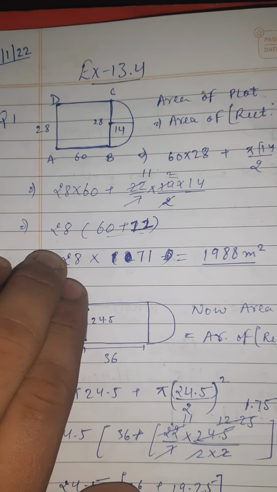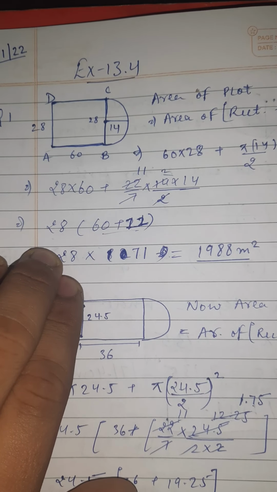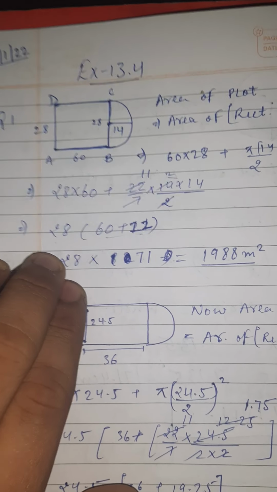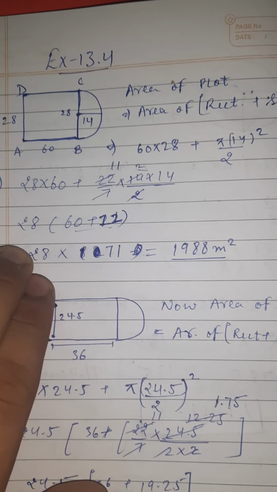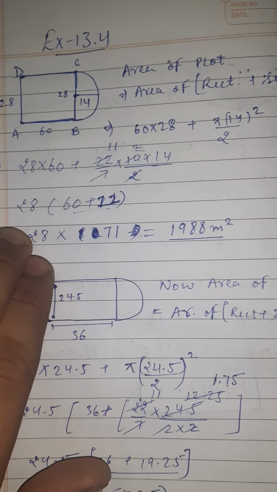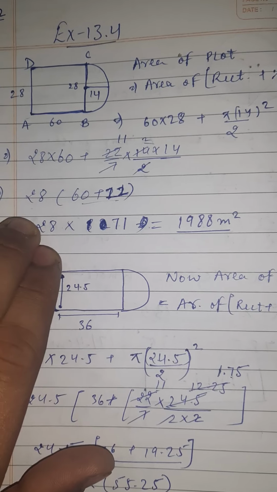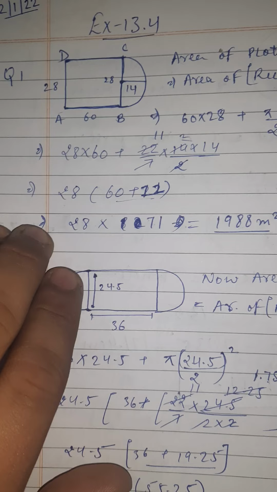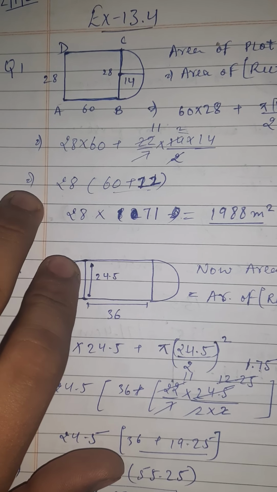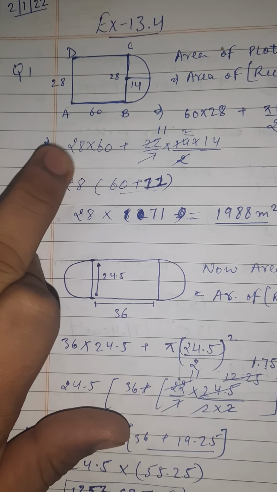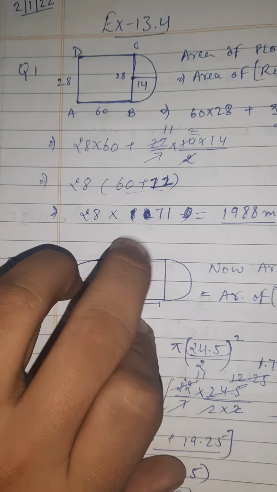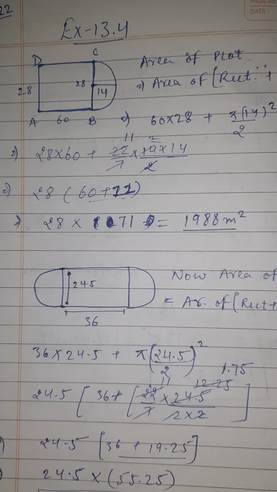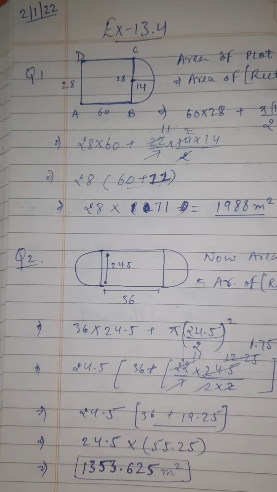So for the area of ABCD, we can simply multiply both sides AB and AD, which is length into breadth, 28 into 60. And for the area of BC, we need to apply the formula pi r square by 2 as it's a semicircle. Here we will put the value of pi as 22 by 7, r as 14. Now this equation will be formed. We have taken 28 common from these two terms and the rest inside the bracket will be 60 plus 11, which is 71. Now 28 into 71 will be 1988 meters square. So this will be the area of this plot.